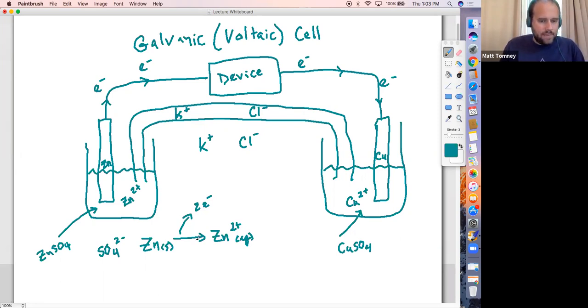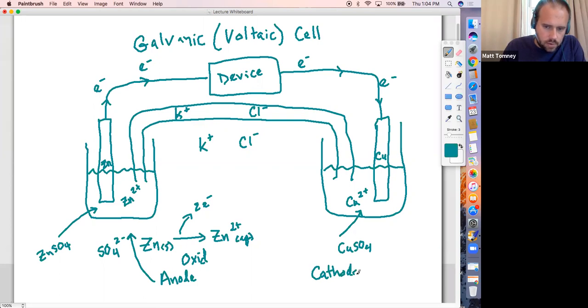And when we have this oxidation occurring, wherever the oxidation is happening, this is known as the anode. So this left portion with the zinc here, this is the anode for my battery. And then we also have the cathode portion of the battery, and the cathode is going to be over here.